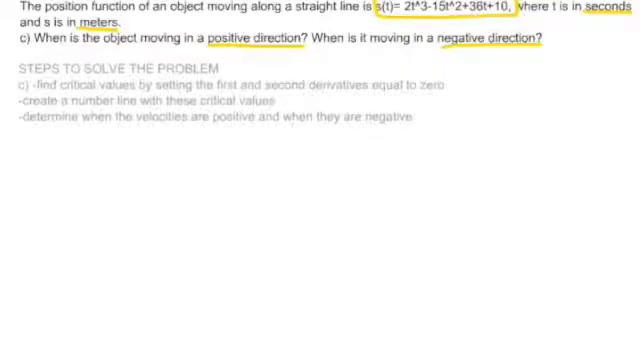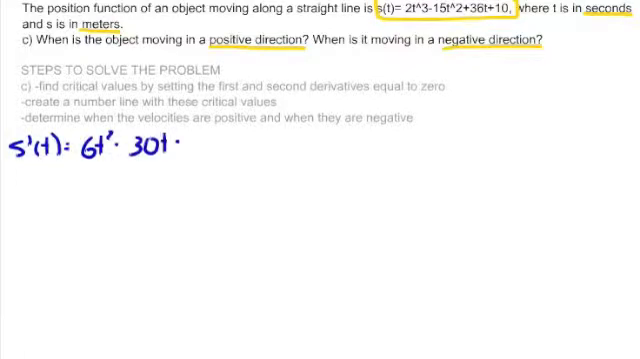To solve this problem, we're going to have to determine the critical values of this function. This includes turning points and inflection points. By setting the first and second derivative equal to 0, we can solve for these critical values. We will then create a number line plotting these values and then determine if the velocities are positive or negative between and at critical values by plugging in numbers into the S prime t equation.